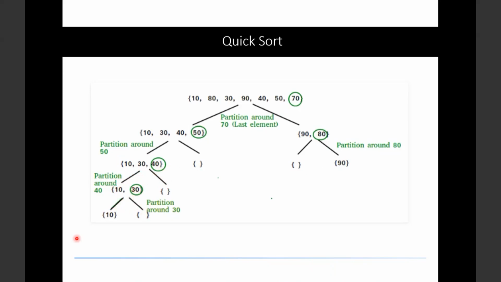Now you are ready. The array is arranged as 10, 30, 40, 50, 70, 80, and 90. So this is how the quick sort works.